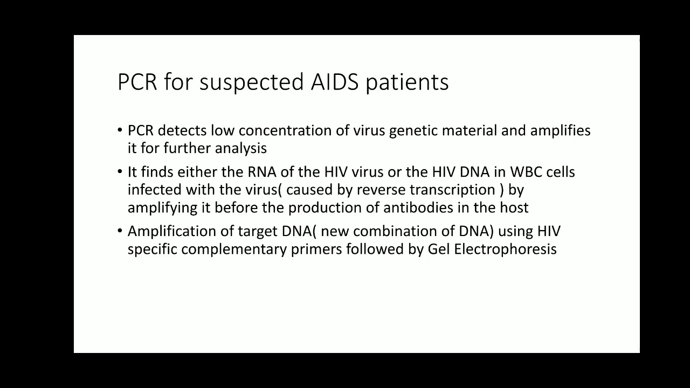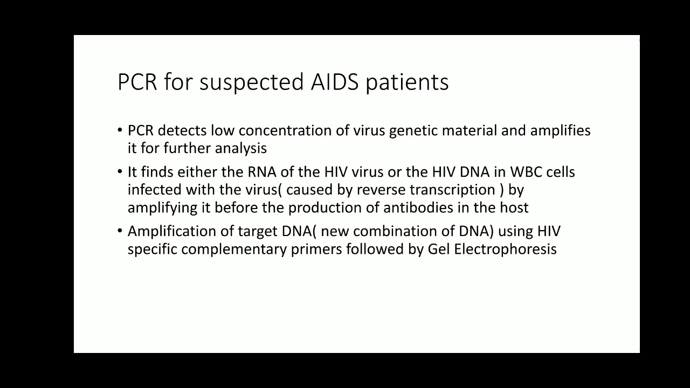When the primers get annealed, it is understood that the person is positive, because they are specific primers to the HIV virus only. If the person is negative, then those primers will not find the complementary region there, so they do not bind. So how will you get to know whether it is positive or negative after the reaction?